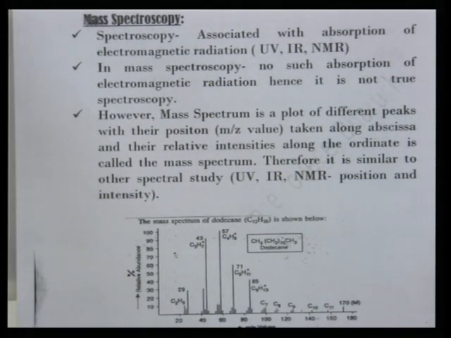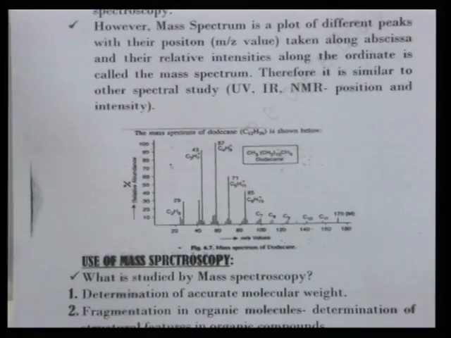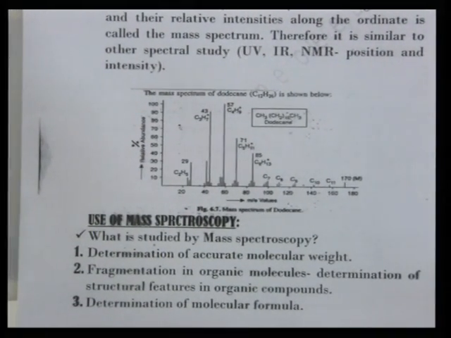Now, what is the use of mass spectroscopy? What is studied by mass spectroscopy? First, determination of accurate molecular weight. Accurate molecular weight is determined from mass spectroscopy. Second, fragmentation in organic molecules and determination of structural features in organic compounds, which we will discuss in detail today. And third is determination of the molecular formula.